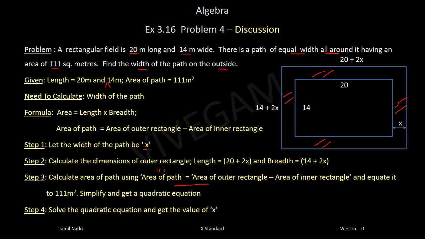Length is 20 plus 2x into breadth is 14 plus 2x. What is the area of the rectangle? Or if you look at the figure, area of the outer rectangle is length into breadth, 20 plus 2x into 14 plus 2x. So that will come here.